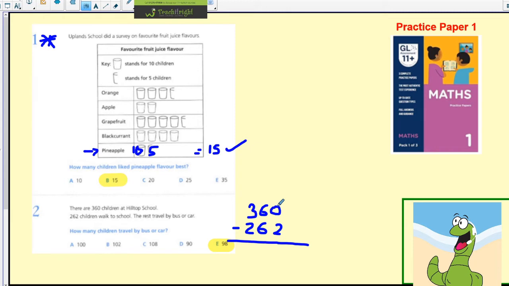Again, I want to do 0 units, take away 2. I can't do that, so I borrow from the tens, making that 50, but now I've got 10 to borrow. So I can say 10 take away 2, and that's going to give me 8. I want to do 50 take away 60, if I'm being really precise, because of course this is in the tens column. I can't do 50 take away 60, so I have to borrow from the hundreds. So that 300 becomes 200, but now I have 150. I can do 150 take away 60, which gives me 90, which is why there's a 9 in the tens column, and 200 take away 200 is gone. So final answer, 98.